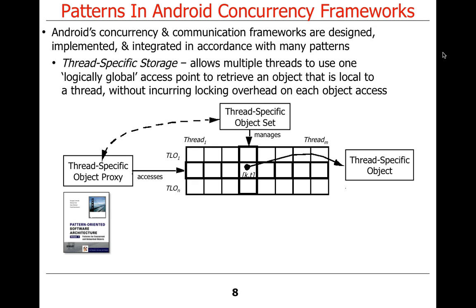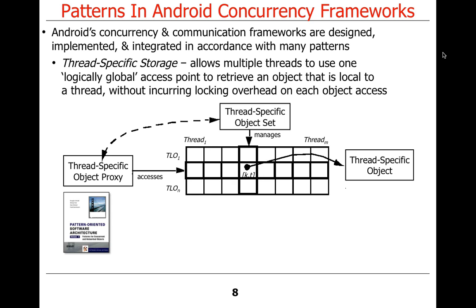It allows multiple threads to use one logically global access point to retrieve an object that's local to a thread without incurring locking overhead on each object access. So the key things here are, it looks global, but it's actually local, and therefore you don't have to worry about locking it, because there only is one thread at a time that's going to access it.